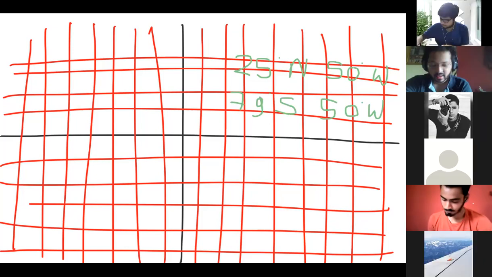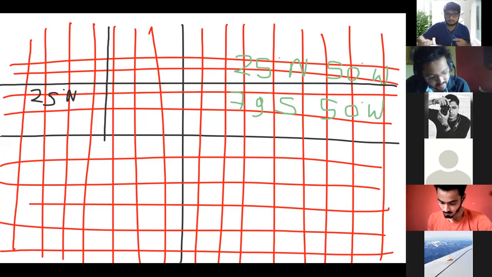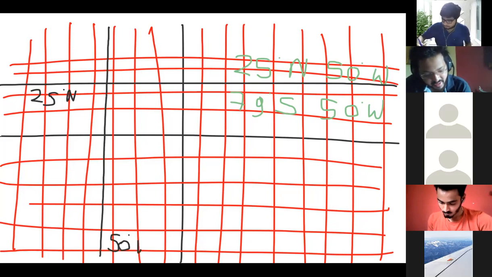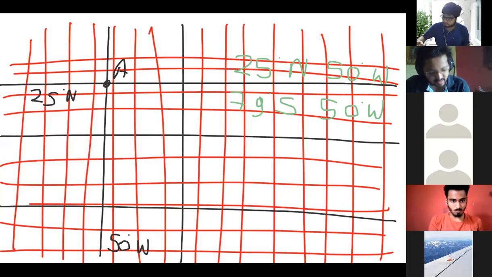Now first, as usual, I would request everybody, पहले plot करो, फिर आगे बढ़ो. So let's start to plot. 25 degree north, that means the line will be somewhere here. एक line ऐसे सीधी खींच दूं, इसको लिख दूंगा 25 north. 50 degree west, that means the line will be somewhere here. This is 50 degree west. So I can say the point A, correct? Now the other point, 79 degrees south, matlab I can draw a line somewhere here. And obviously on the same longitude, that is 50 degree west. So the point B will be right here.